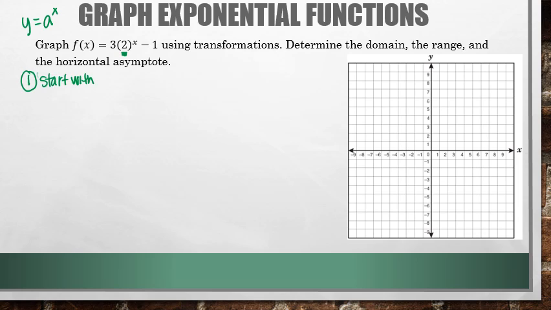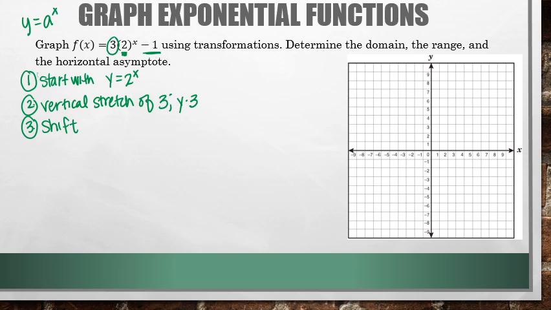So first we would start with 2 to the x. Then we're going to take that graph and do a vertical stretch of 3, which multiplies your y values by 3. And then we're going to shift it down 1, so take your y values minus 1. We can either do a table of values or look at what the original graph of 2 to the x would look like and have it go through those transformations. It's up to you. I'll do my points and then transform those.